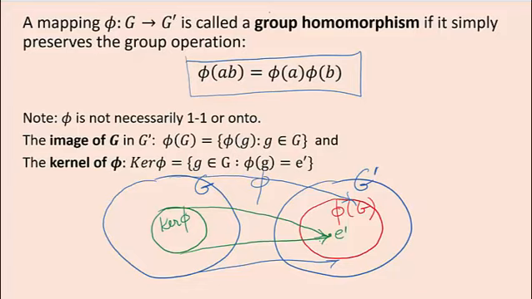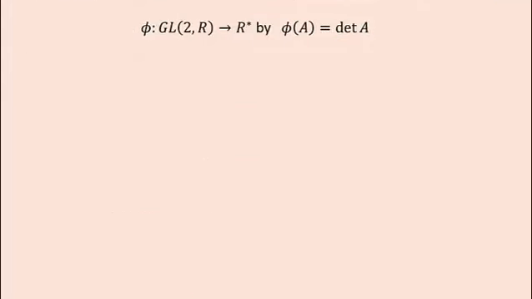So look very carefully at these definitions. Phi of G, the image of G, is the set of all phi of g for g in G. That's the red circle. The kernel of phi is the set of all g in G that get mapped by phi to the identity. So those are two new sets that will be very important in our discussion of homomorphisms. So let's look at an example.